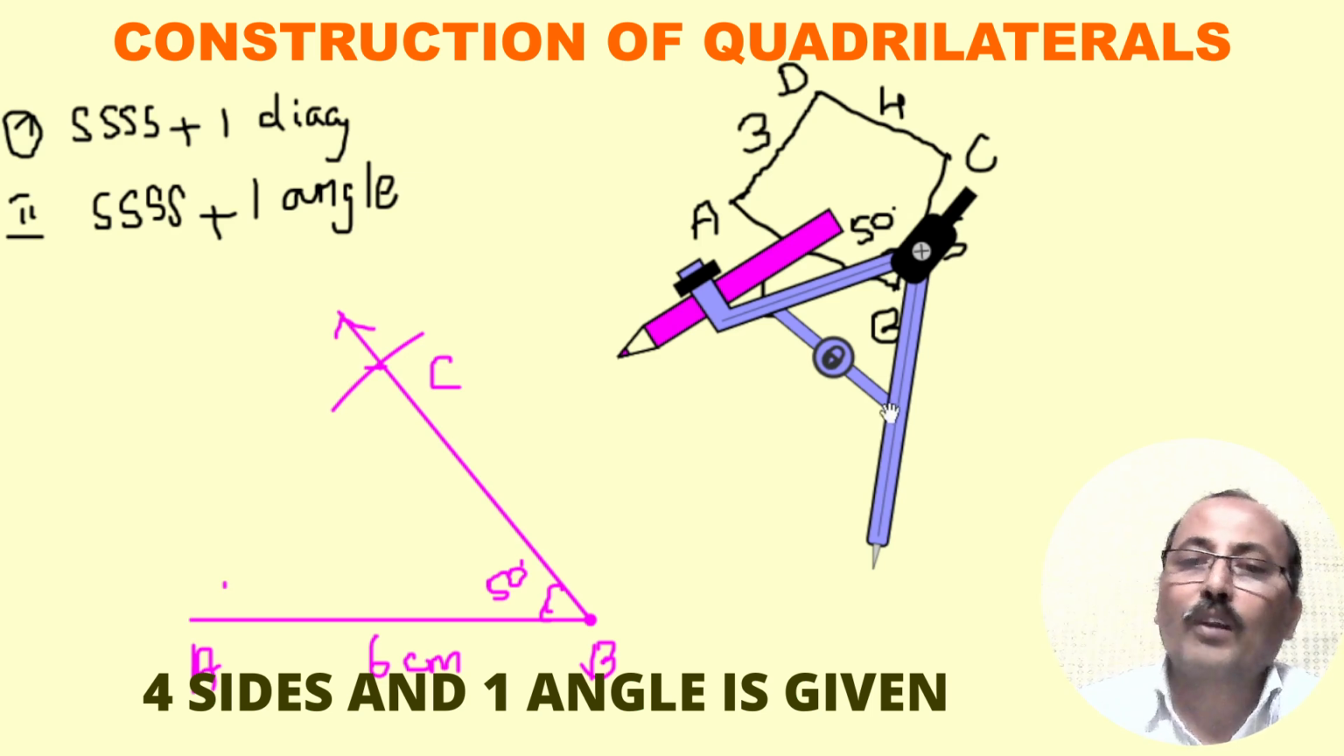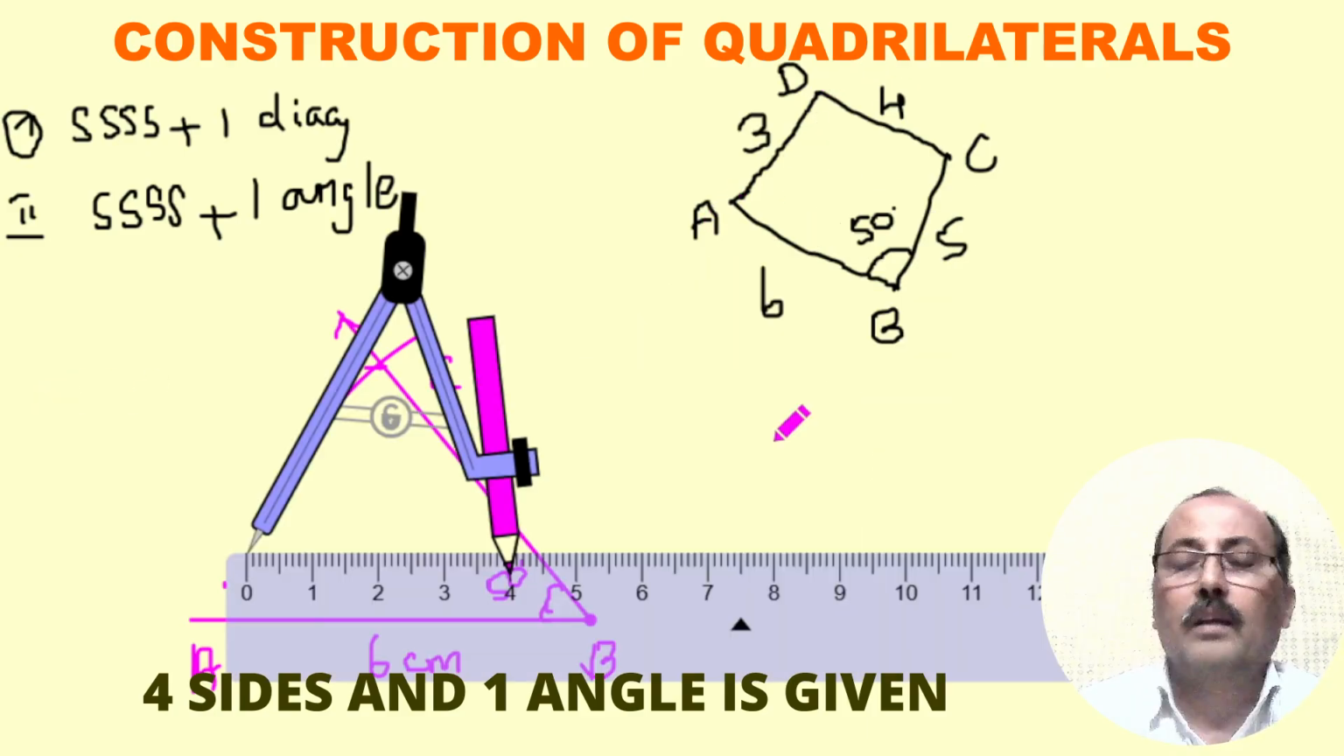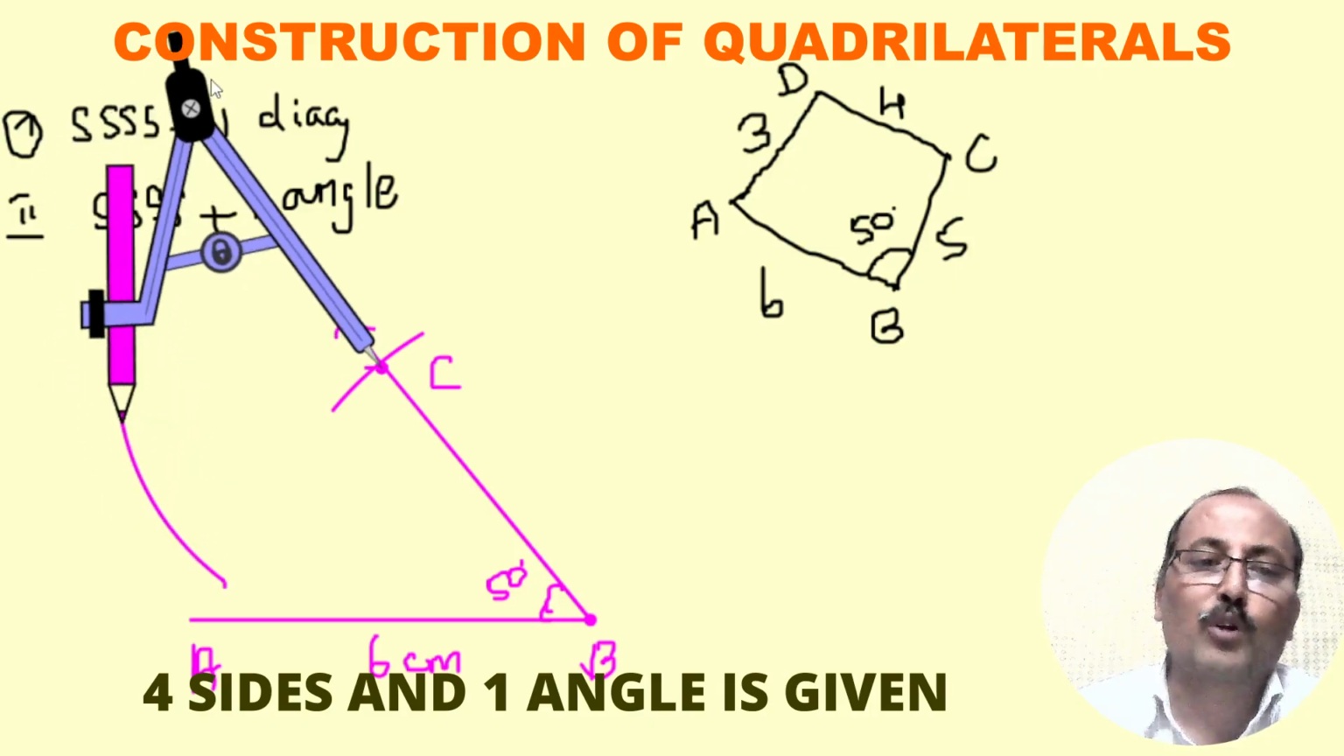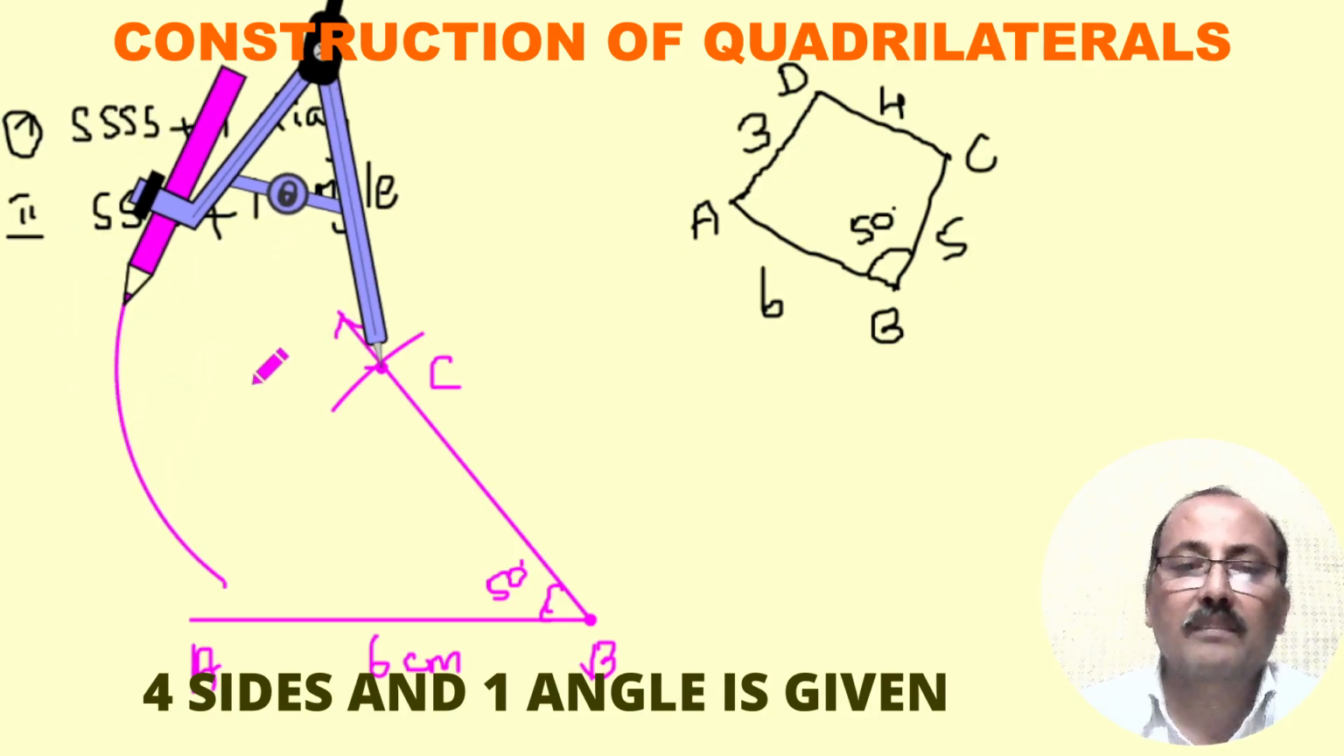Next, what do we have to do? With C as center, you have to draw 4 centimeter, and with A as center, you have to draw 3 centimeter. Yes, let me do that one. I took the compass and the ruler and took 4 centimeter. With C as center, I have taken a 4 centimeter arc and drawn an arc. I am going to draw a bigger arc because I don't know where it will intersect. From here A I am going to draw where it is going to intersect. Now what do I have to do?